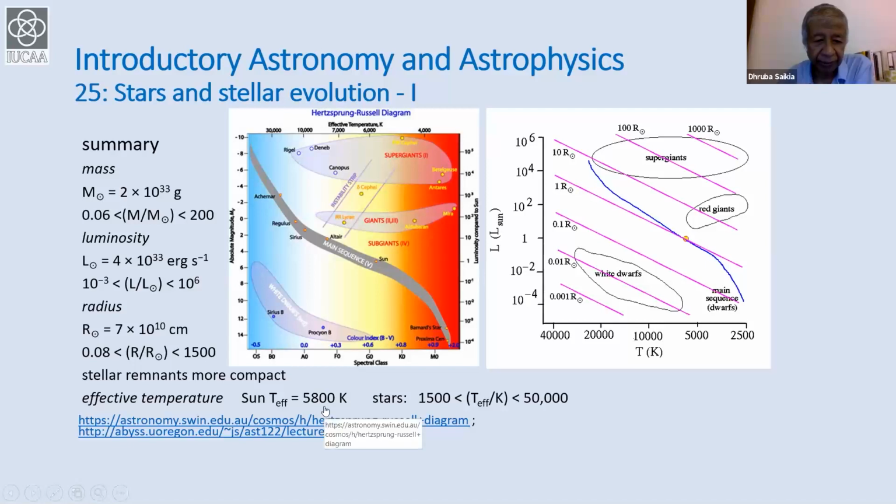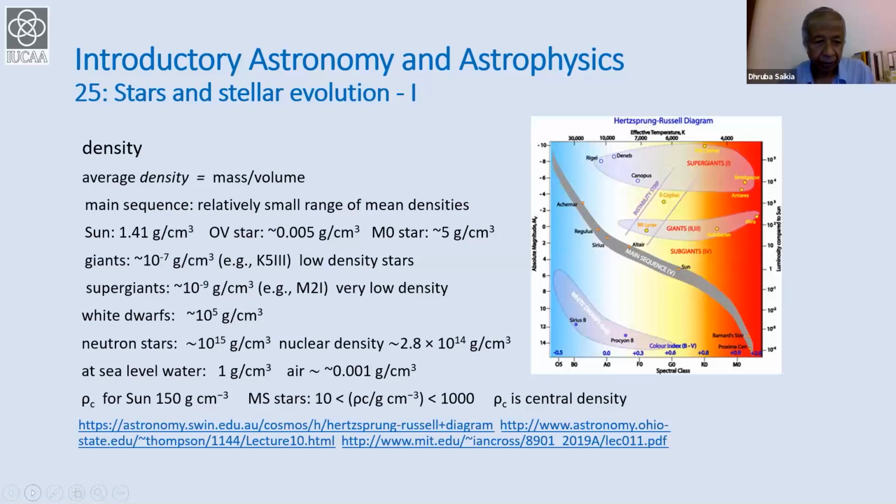Effective temperature of the sun is close to 6,000 Kelvin, and we have met the low luminosity or small stars with about 1,500 Kelvin, and the high mass stars about 50,000 Kelvin. So this gives you a range of the physical properties of stars. You can also look at other parameters such as average density and surface gravity. I just want to stress that in the main sequence, there is a relatively small range of mean densities. It's still relatively small compared to the giants and the supergiants.